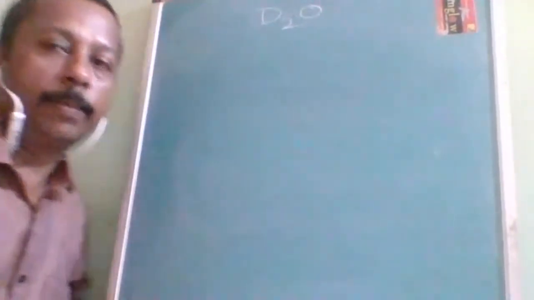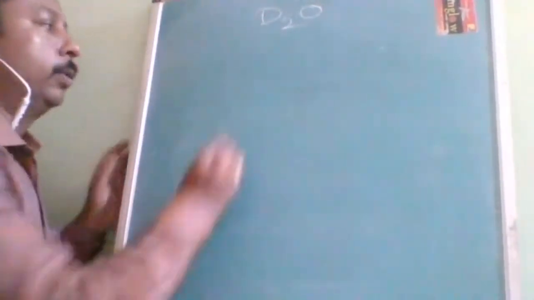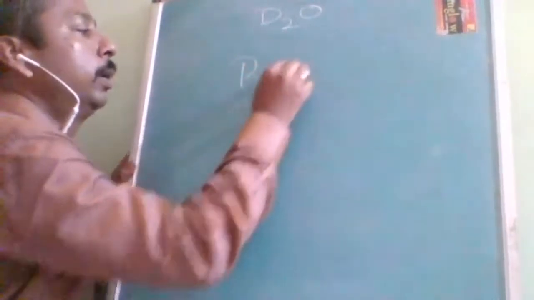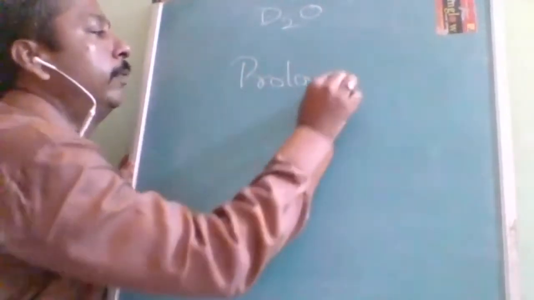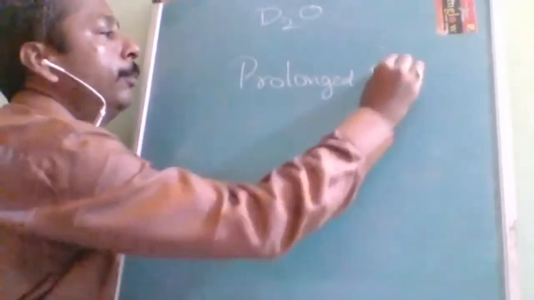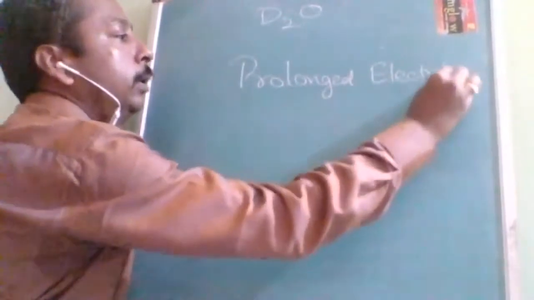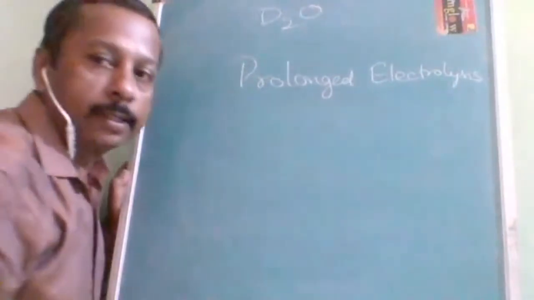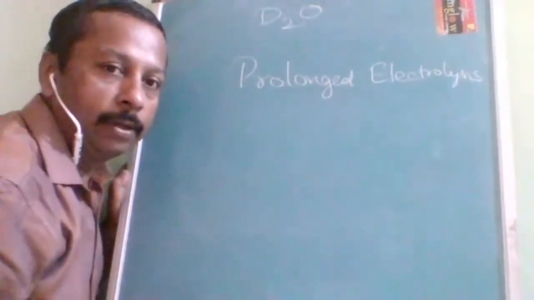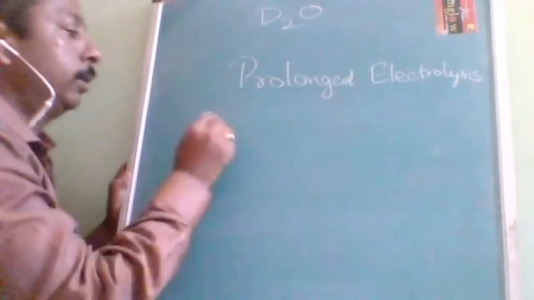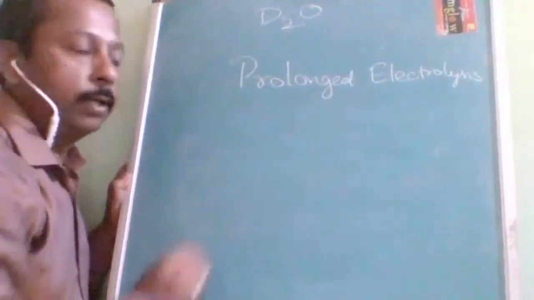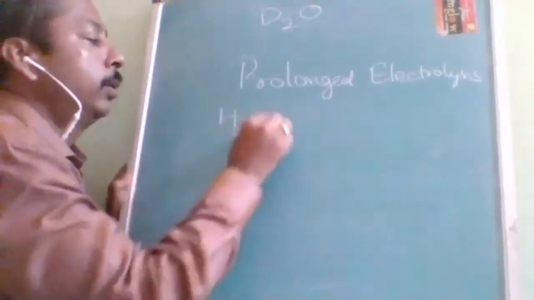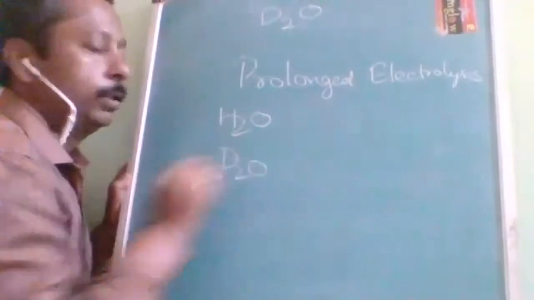And it is prepared from normal water only by prolonged electrolysis. What is prolonged electrolysis? It is done stage-wise. In one stage we will not be able to separate. As I told you, in the normal water, H2O is also there and D2O is also there.